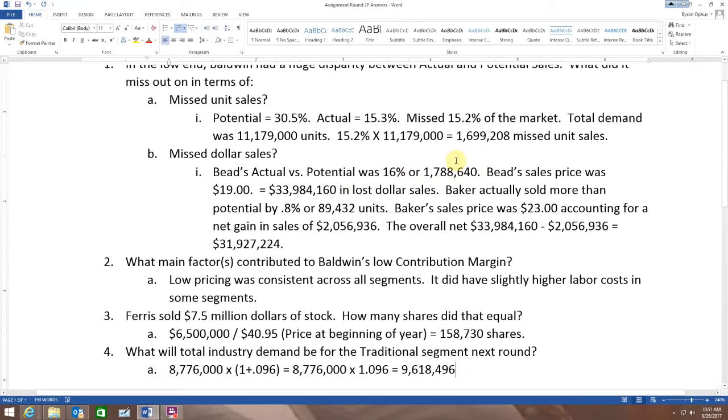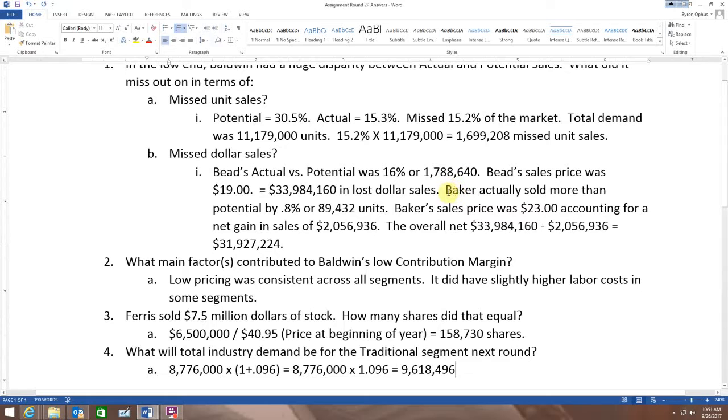Now, the simple thing would have been to take this 1.699 million missed sales and take it times the $19 sales price. If you did that, I'm probably going to give you most of the credit for the assignment. But the actual dollar amount's a little bit more complicated. So if you took BGEN's actual versus potential, it was 16%. So BGEN missed out on 1,788,640 units, and BGEN's sale price was $19. So it missed out on nearly $34 million in sales.